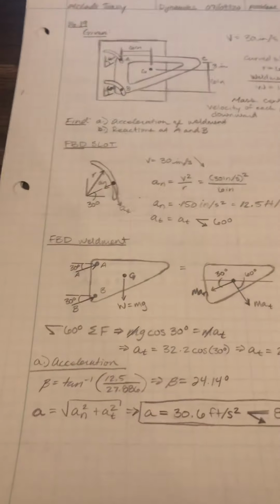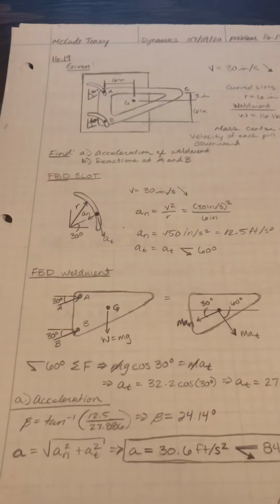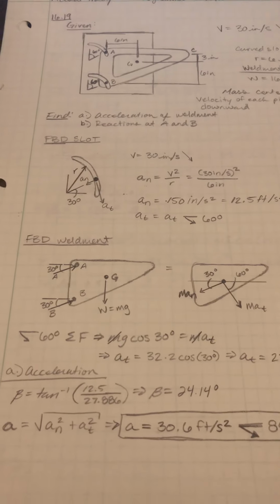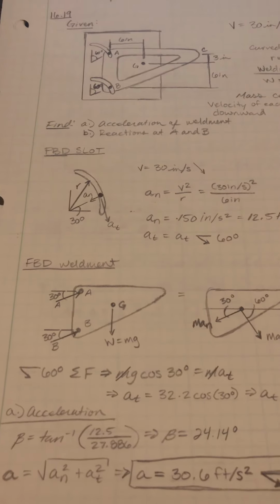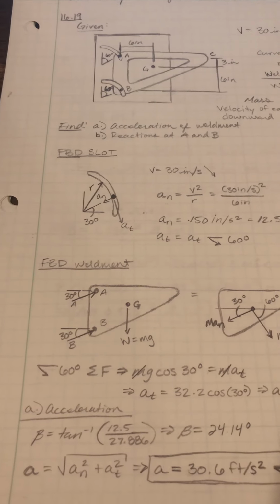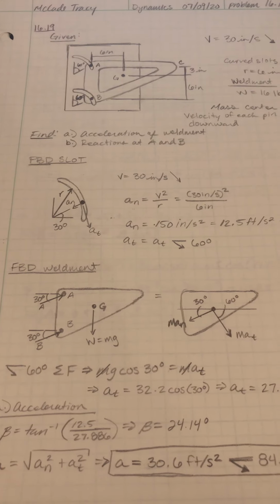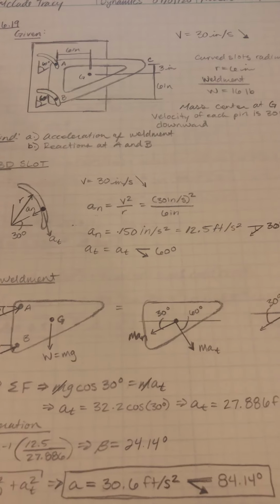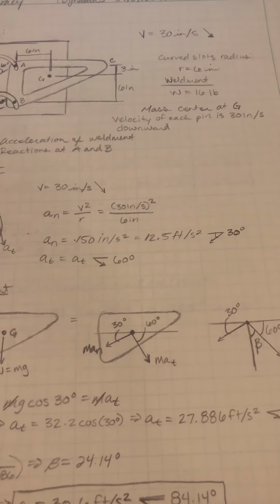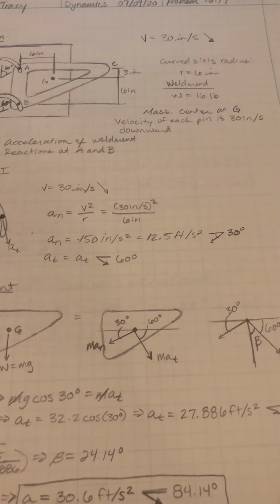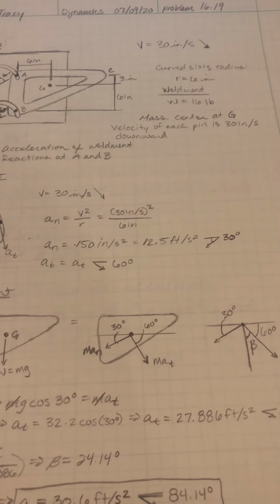Using this information, we can move to the second free body diagram of the weldment. And so we have the forces at A and B, both at 30 degrees with respect to the horizontal. The weight moving down from the center of mass at point G is equal to the mass times acceleration in the normal direction and mass times acceleration in the tangential direction, each with 30 degrees and 60 degrees with respect to the horizontal.